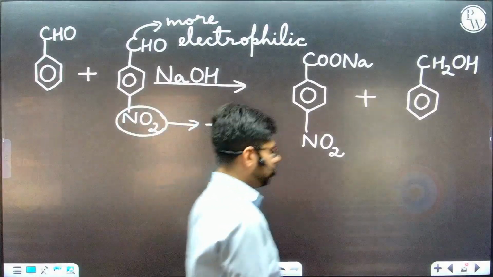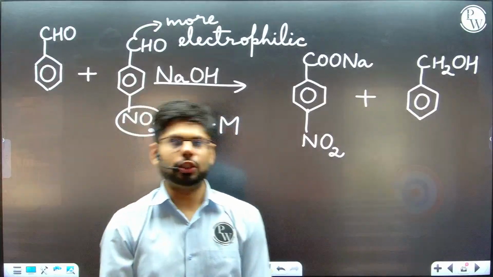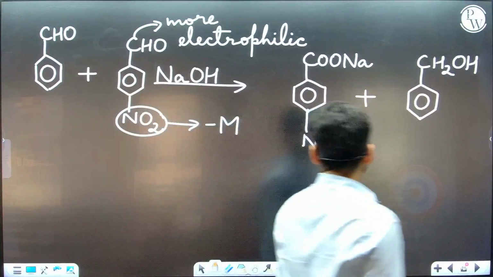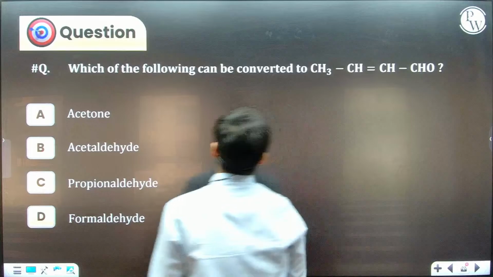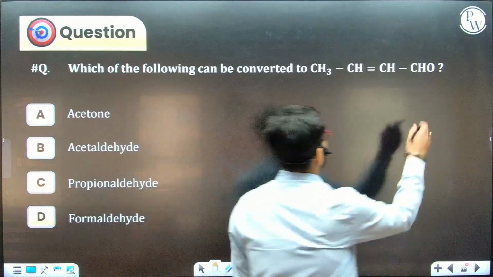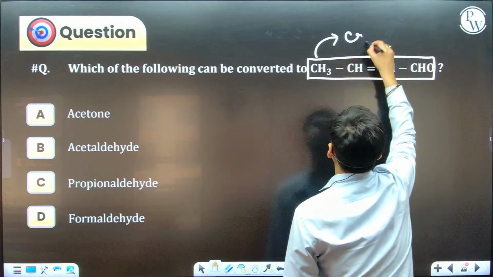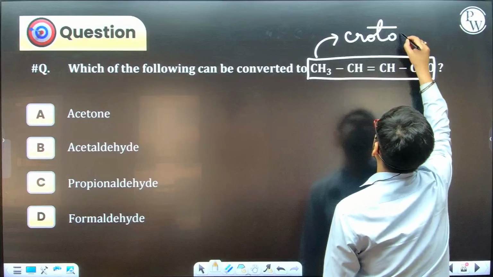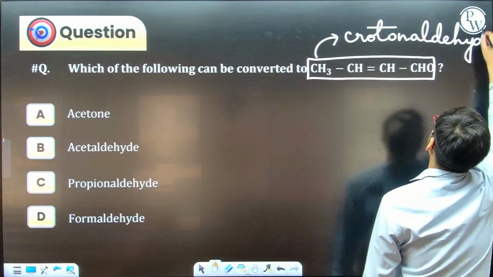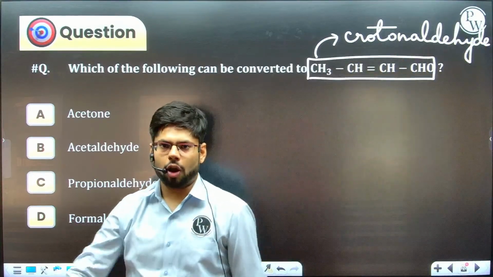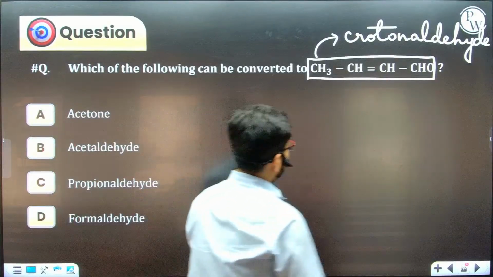Very, very important. Aldol reaction, Cannizzaro reaction, haloform reaction, iodoform test, all these are extremely important in this chapter. Okay, next question. Which of the following can be converted to CH3-CH=CH-CHO? Okay, now the common name of this compound is crotonaldehyde. You must remember the common name of this compound. This is called crotonaldehyde.